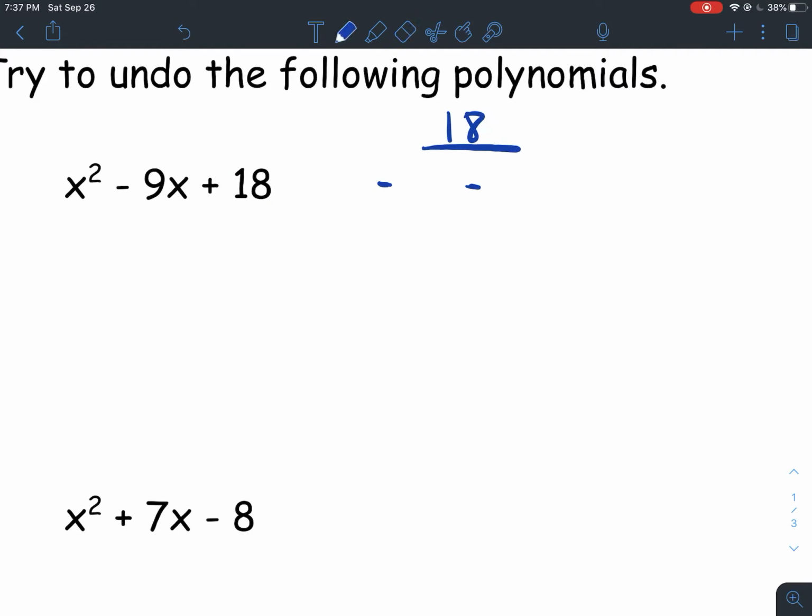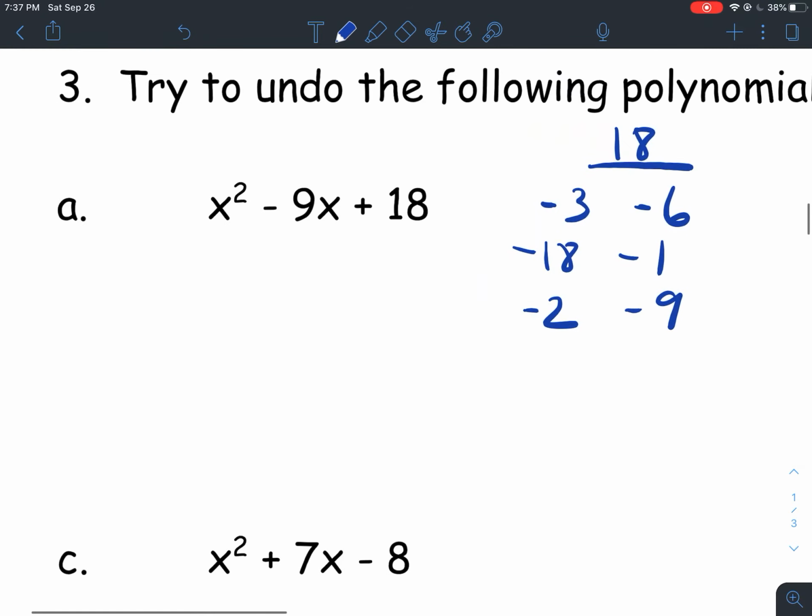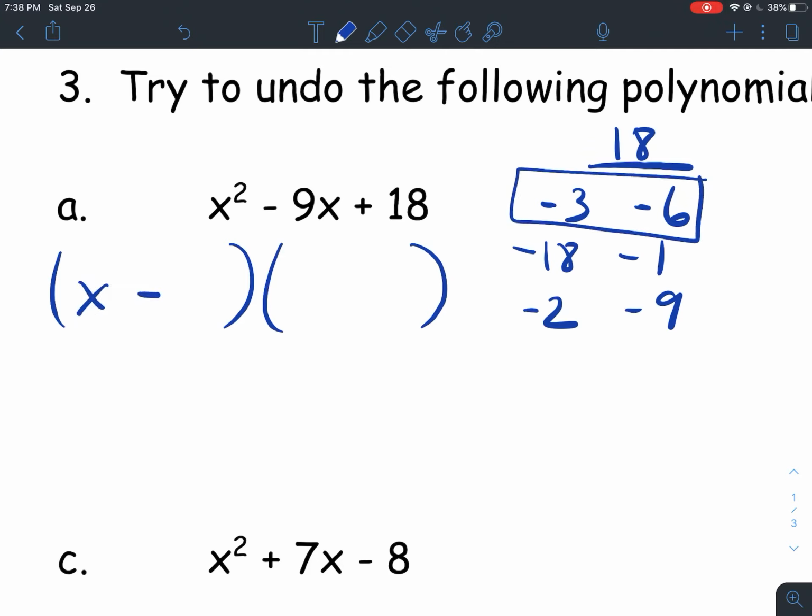All right. So let's write out our factors of 18, and I'm going to make them both negative. So we get a negative 3 and a negative 6. We could do a negative 18 and a negative 1. Or a negative 2 and a negative 9. So let's check and see, will any of these work? I think this negative 3 and negative 6 are going to work pretty good. So I'm going to do x minus 3, x minus 6. So this should be reminiscent of what we did yesterday, right? We practiced doing this yesterday.